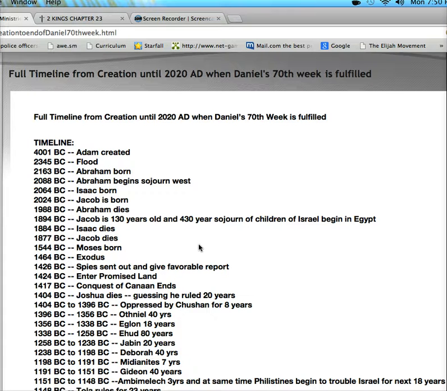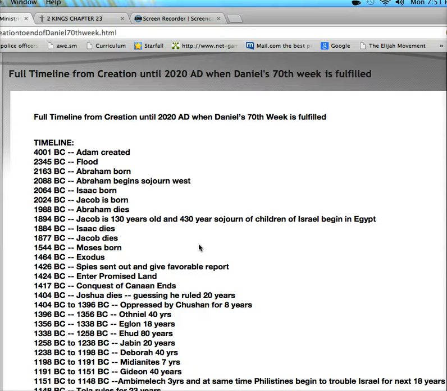It is the second day of the week, July the 6th, 2015, the 20th day of the fourth Hebrew month. And I wanted to make a new video about this brand new timeline that I've just posted on the website. I will put a link to this timeline that's on my website underneath this video. This timeline complements the Daniel's 70 weeks timeline that I have. And in this timeline, I go all the way from Adam's creation down through until the 70th week being fulfilled in 2020 AD.